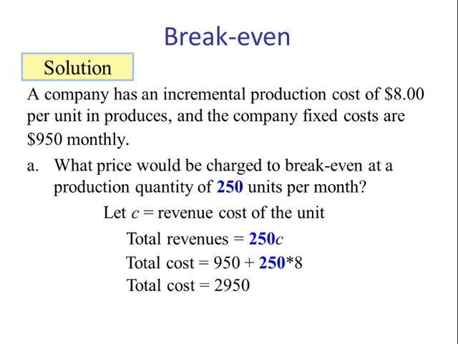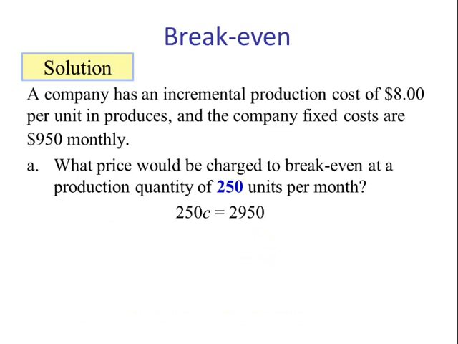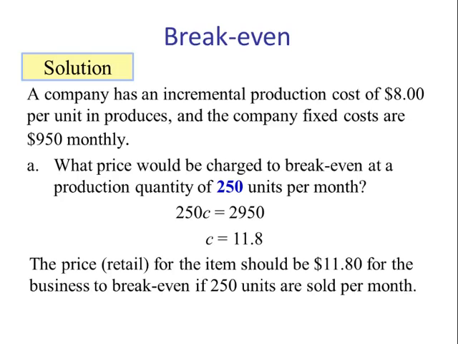If you recall, to find the break-even point, we take the total revenues, which is 250C, and we set that equal to the total cost, which is 2,950. So we have our equation, 250C equals 2950. Divide by 250, and we see that C is 11.8. So the retail price for an item should be $11.80 for the business to break even if 250 units are sold per month.